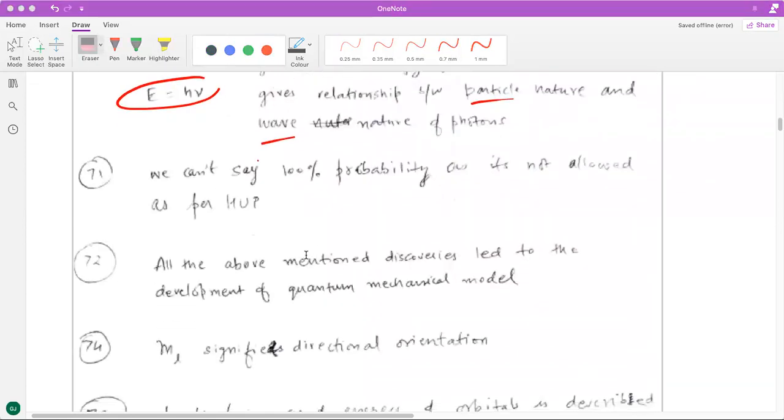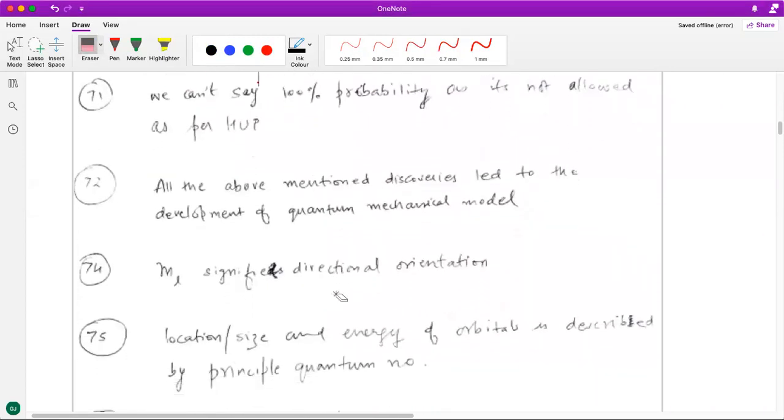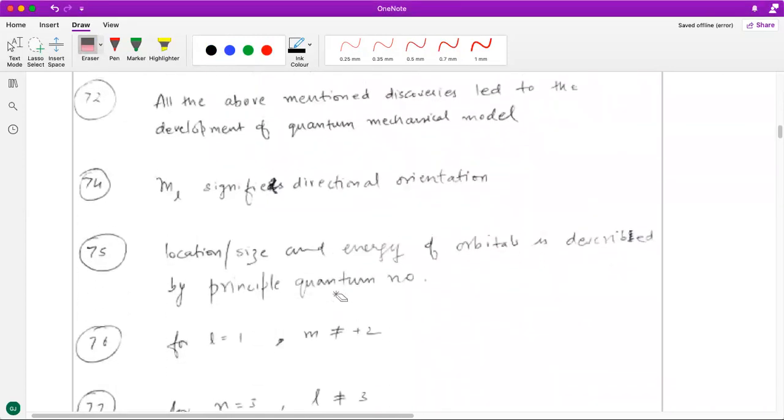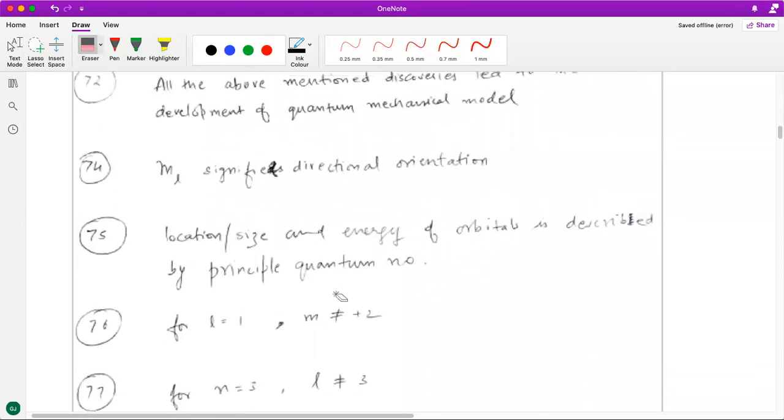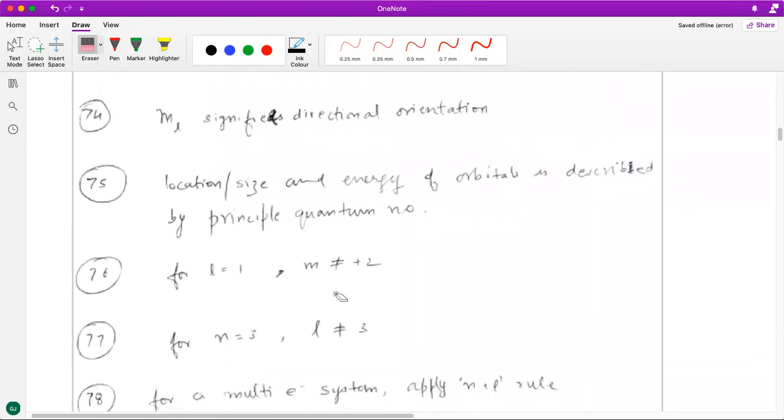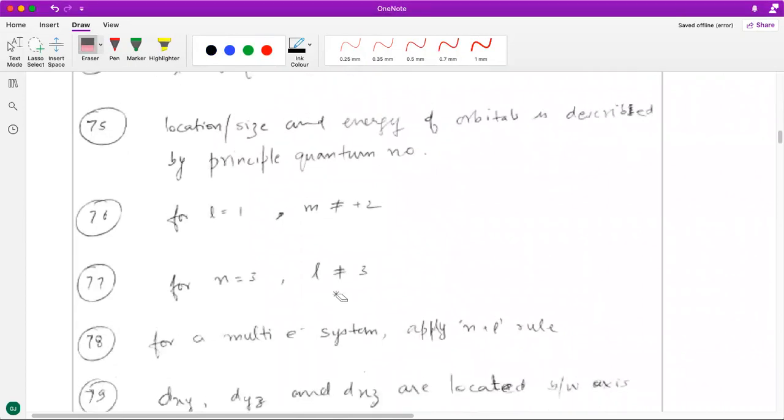Right? And then 71st, we can't say 100% probability. It is not allowed as per the Heisenberg's uncertainty principle. So the correct answer will be 90 to 95% probability only. 72nd is straightforward. 74th is a straightforward question. 75 is also a straightforward question. These are based on the notes and the definitions of quantum numbers.